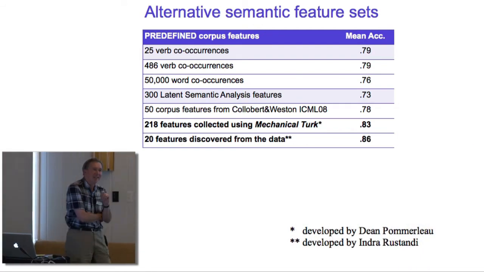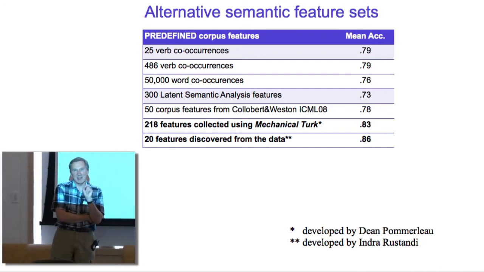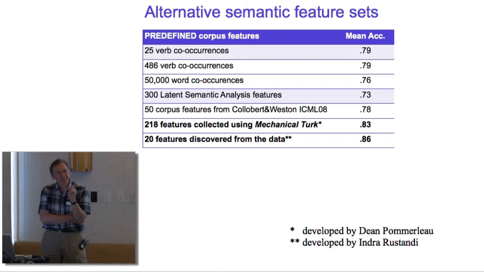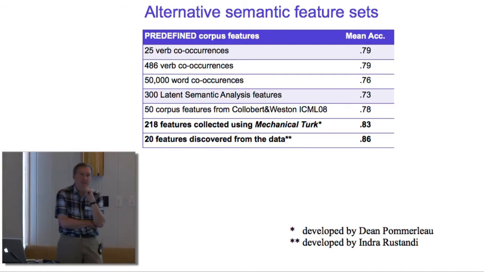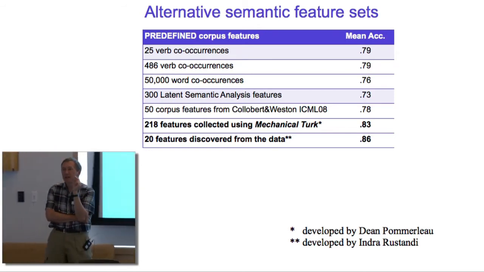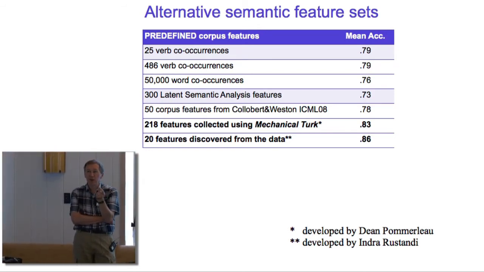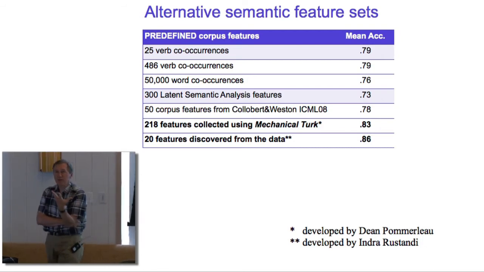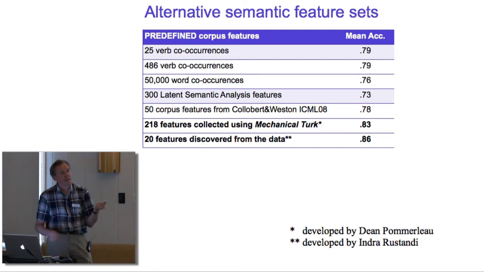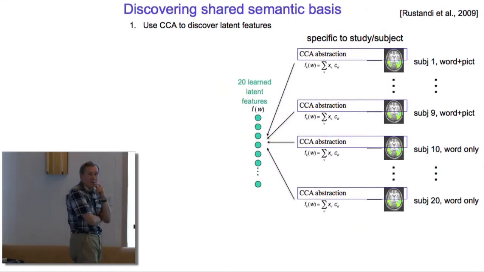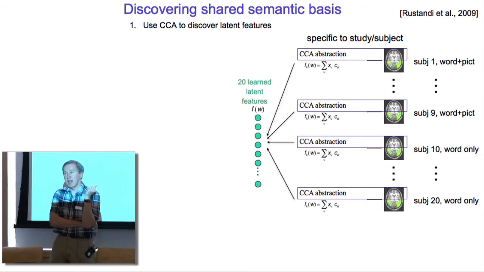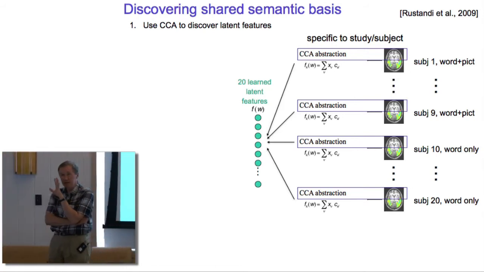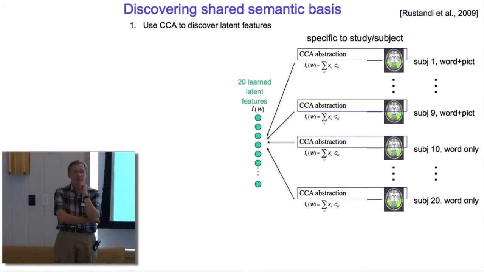Okay, then fortunately, Indra Rastandi, one of our PhD students, came up with an even better model. And it was actually based on the same Mechanical Turk-derived features. But Indra said, well, this is fundamentally a machine learning problem. What we want to do is find the definition of a set of features that will give us the most accurate system. And he came up with the following model, which I want to show you. So unlike the first model, this model is trained using data from multiple subjects, not on a subject-specific basis.